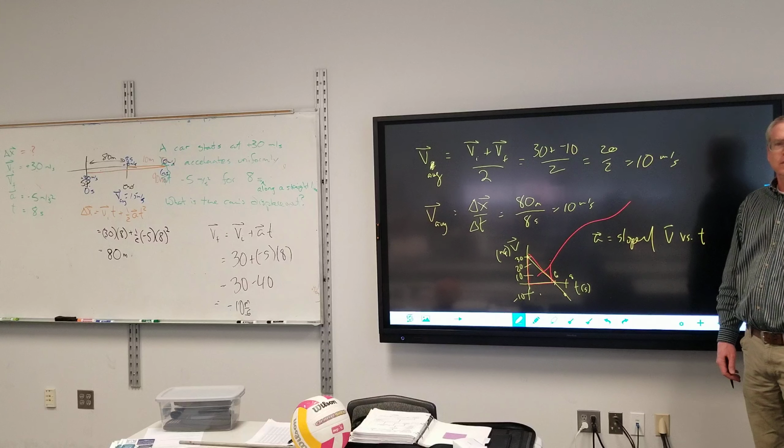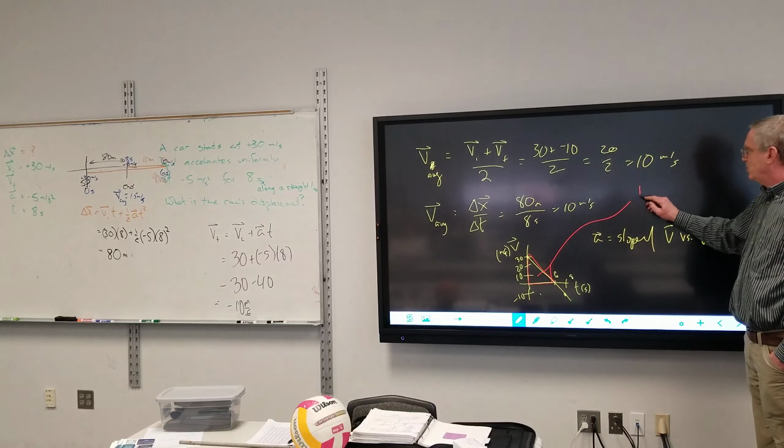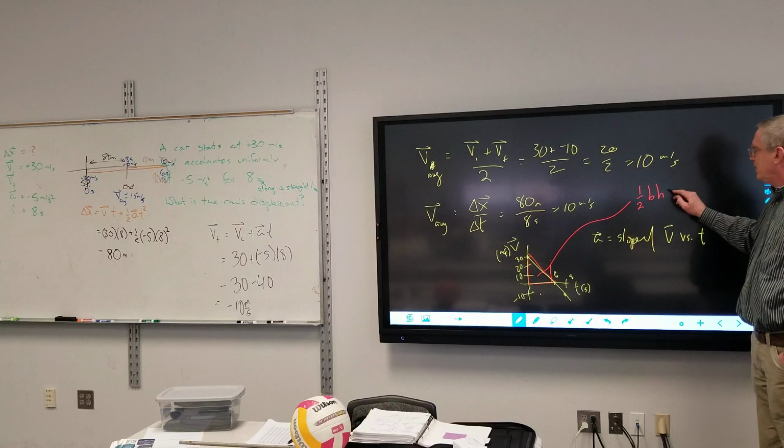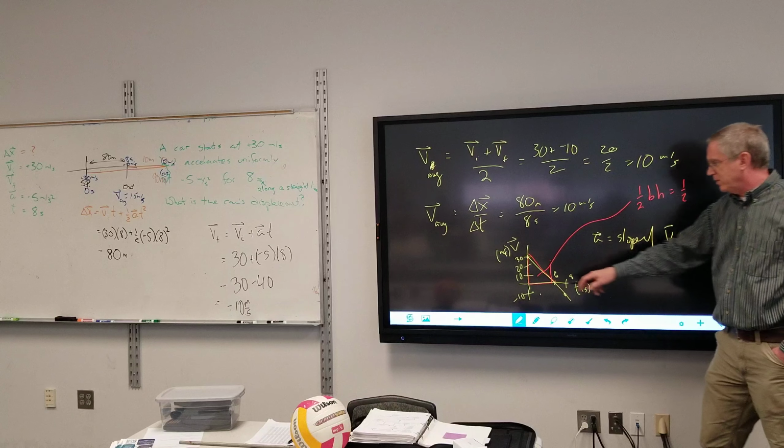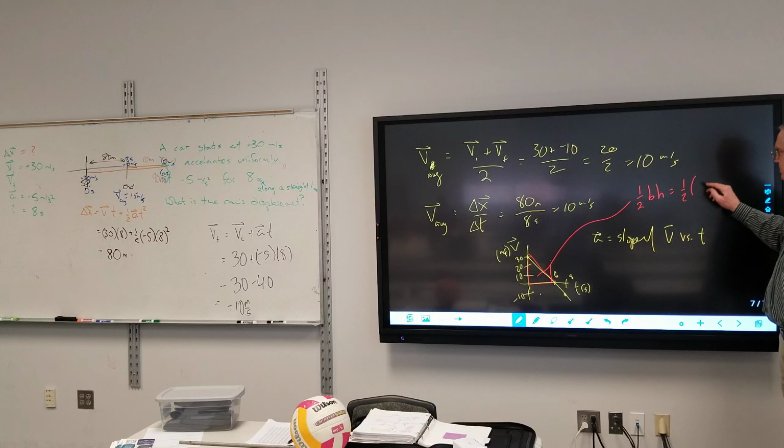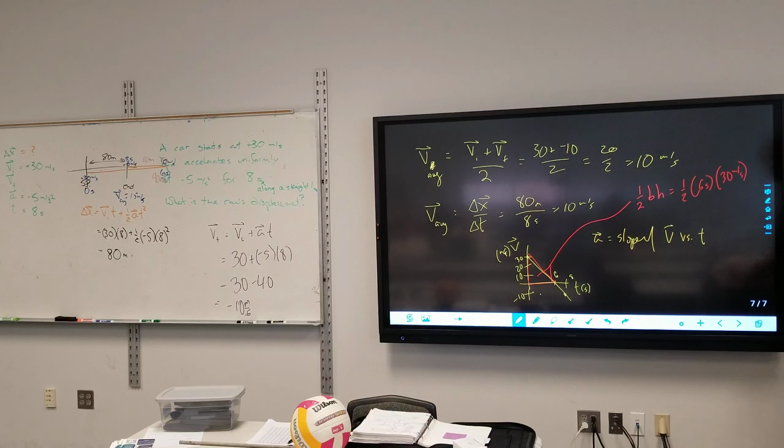Base times height divided by 2. Yeah. So I got 1/2 base times height. My base for this triangle is 6 seconds. My height is 30 meters per second. So if I go through the math there, I get 90 meters. Hey, that's what we had over there.